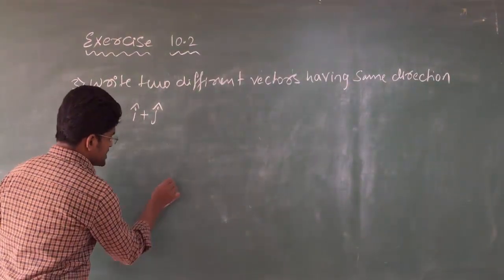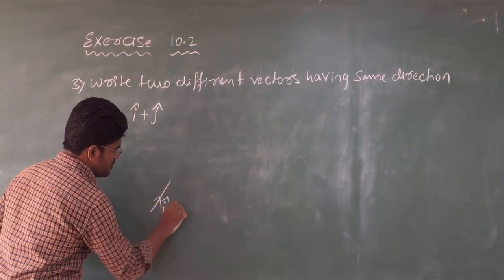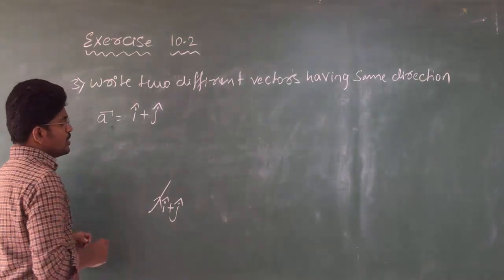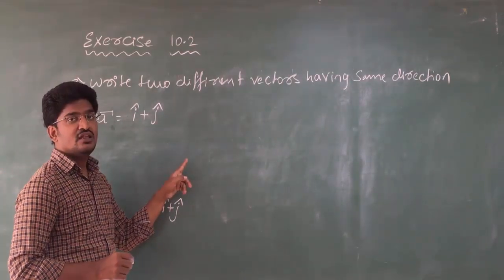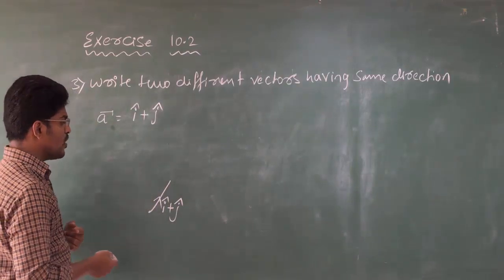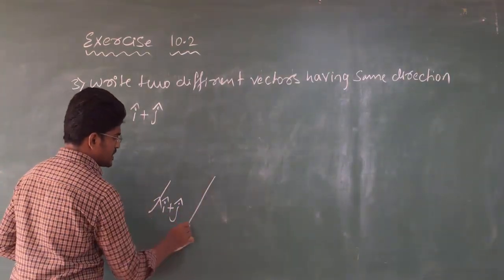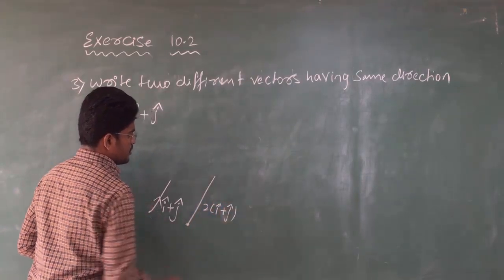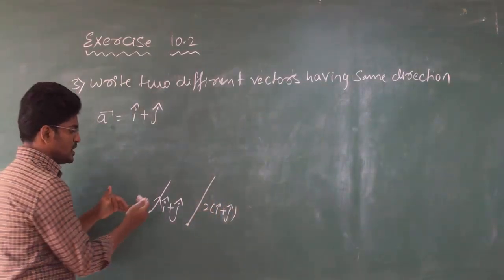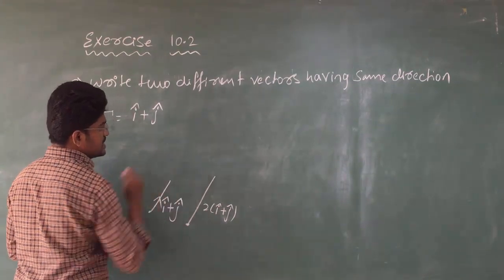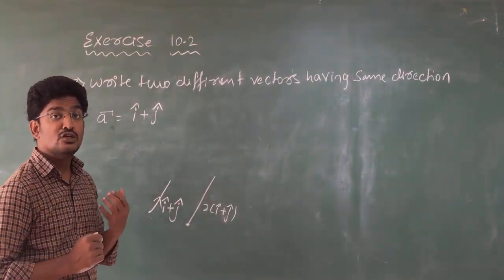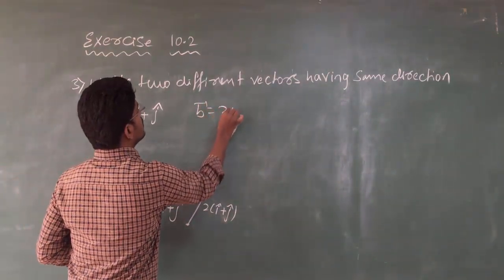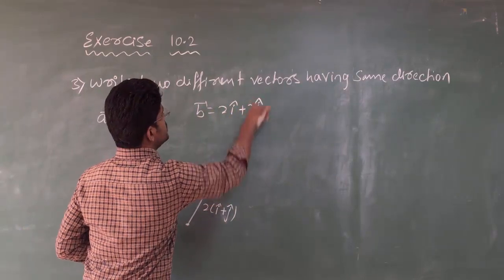Say, if this is A as i cap plus j cap, this is my vector A. In the same direction, they want one more vector, so what we shall do, we shall multiply this vector with 2 times of i cap plus j cap. Now what will happen according to scalar multiplication? The length of this vector will increase by 2 units. So vector B will be 2i cap plus 2j cap.